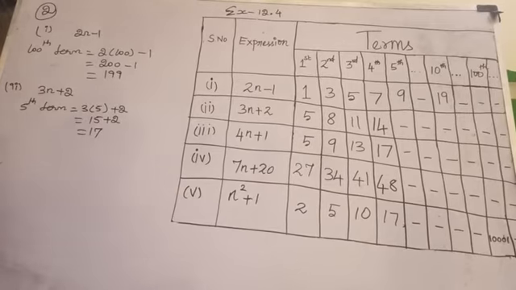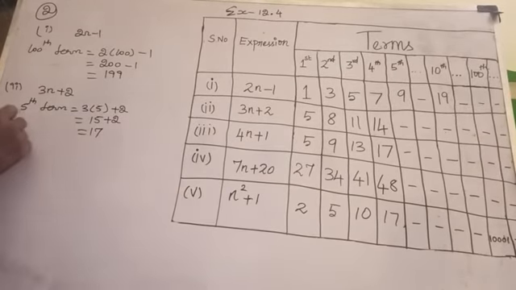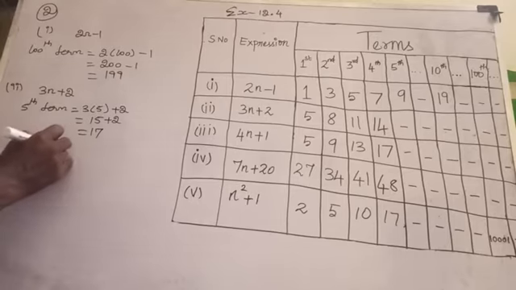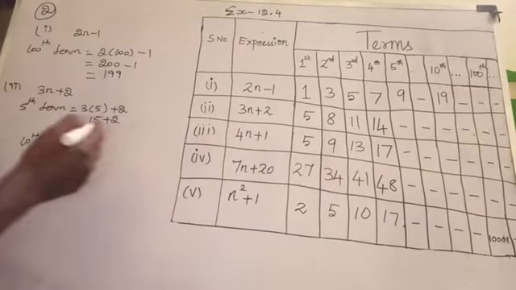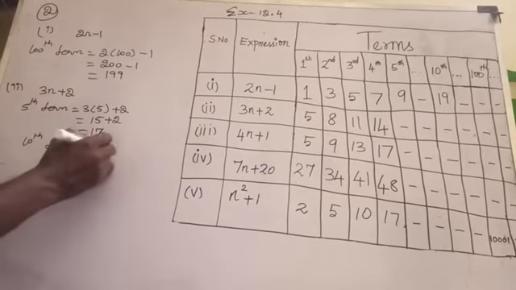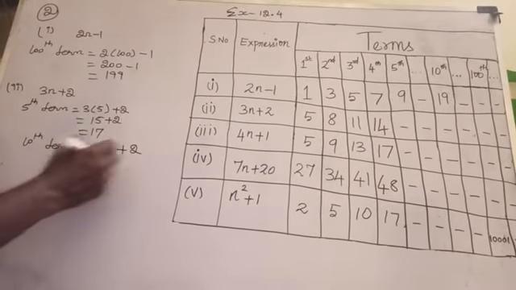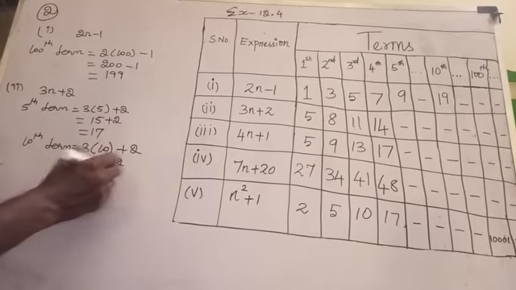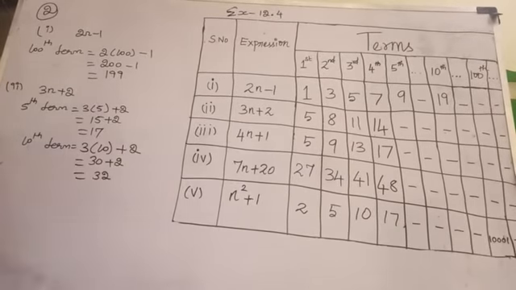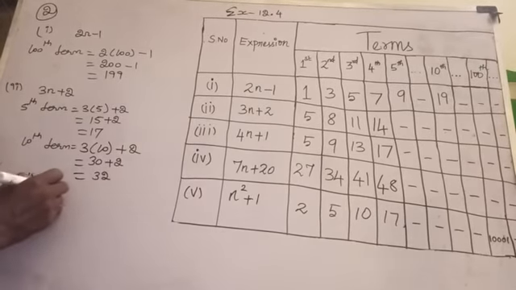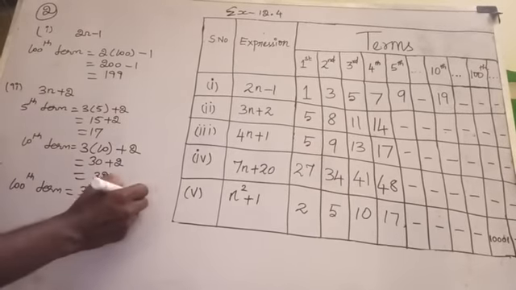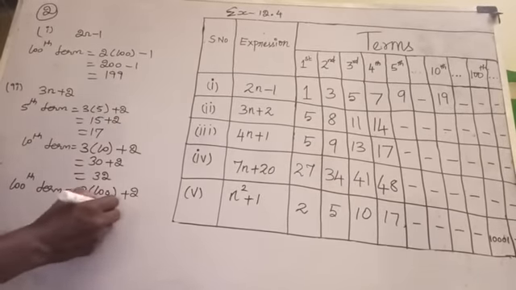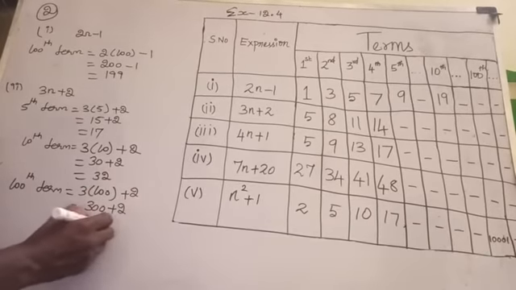Then again, you have to find the 10th term. So replace n by 10 here. 3 into 10 is 30 plus 2, which is equal to 32. Now you have to find the 100th term of the expression 3n plus 2. So 3 into 100 plus 2. 3 into 100 is 300 plus 2, which is equal to 302.